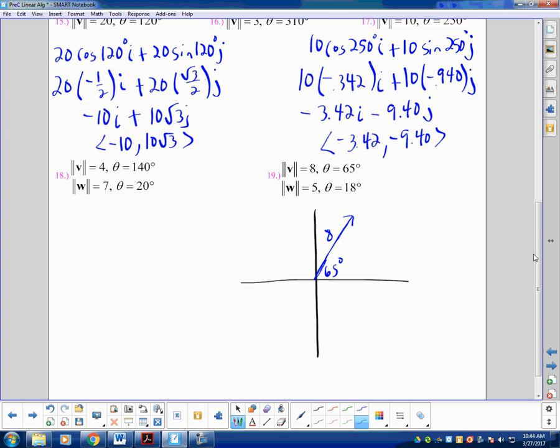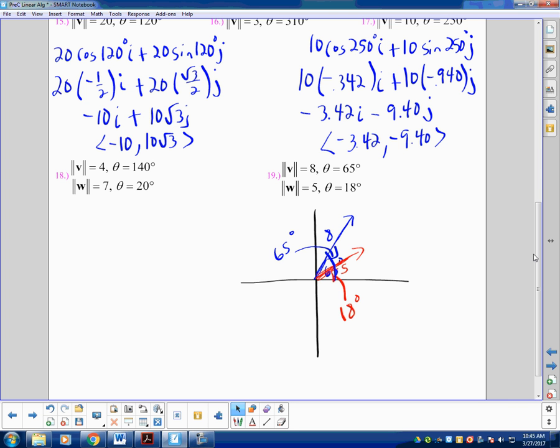And then w is not quite as long, and it's at an angle of only 18 degrees. So w would be here. A length of 5, and then a degree measure of 18 degrees. Once again, this in here is 65 degrees. So we're just drawing a rough sketch.